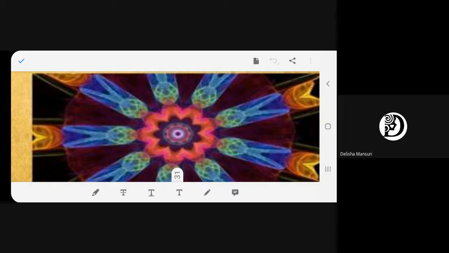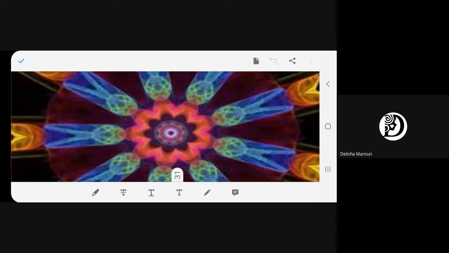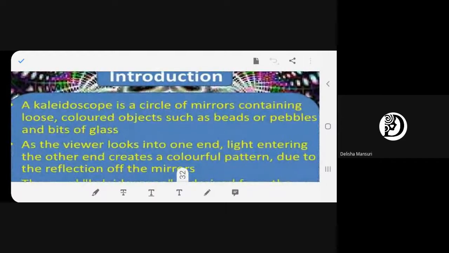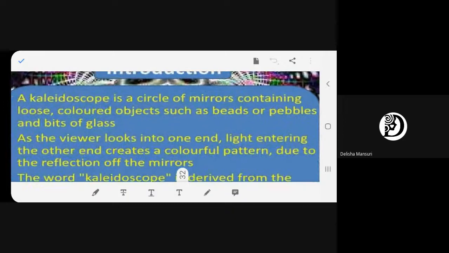When we meet, we will try to see all these devices. When we meet in the school, I will try to show you. What exactly is kaleidoscope? Please read it.